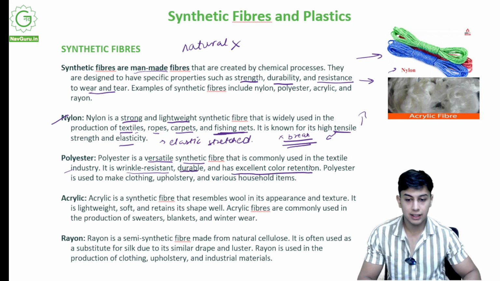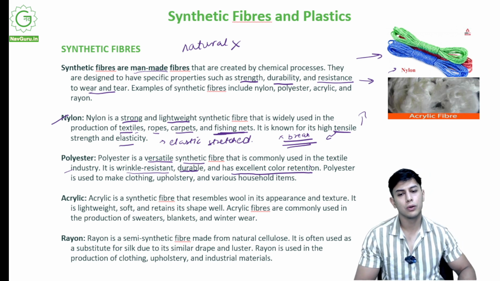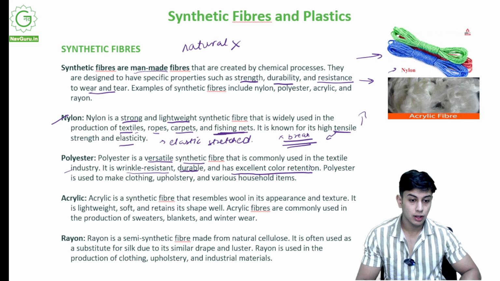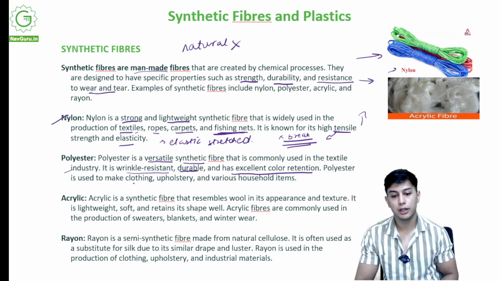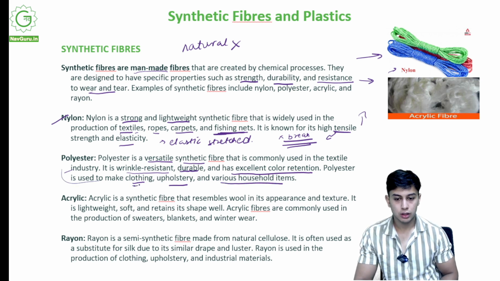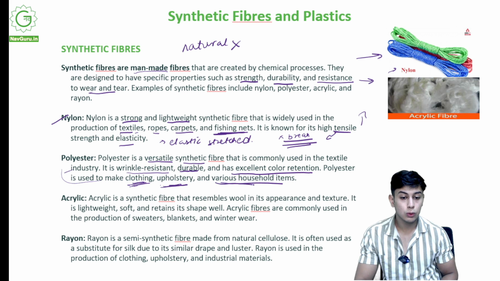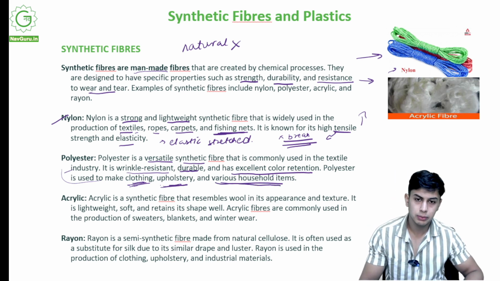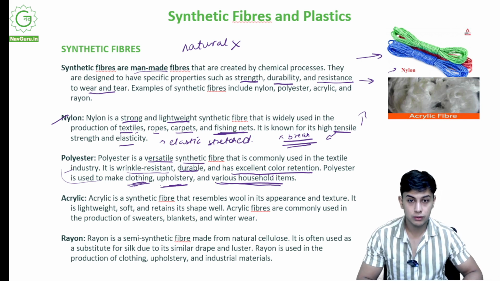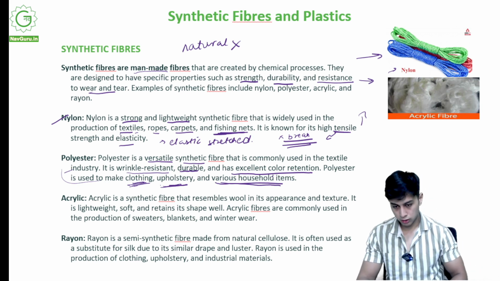What do you mean by excellent color retention? If I color polyester, the color will not go for a very long time. Polyester is used to make clothing, upholstery and various household items. So one thing is cloth, one thing is upholstery, one thing is various household items. You can see it being used in your houses. There are a lot of ways we can use polyester.